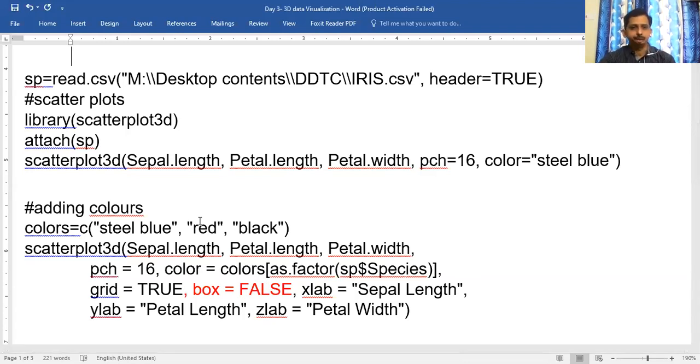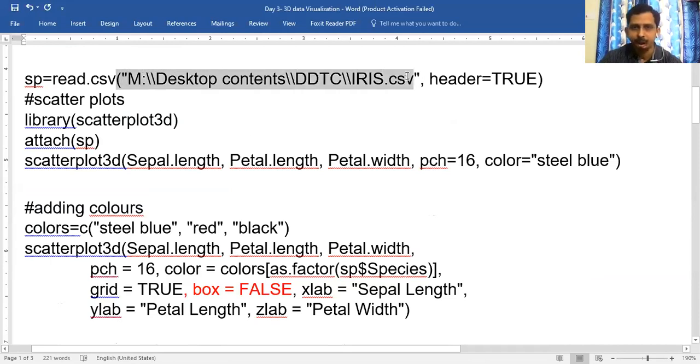We'll start with the iris data. This is where we are loading the data using the path where I have saved the data in CSV format. And I'm using a library. How to install a library? install.packages within double quotation marks "scatterplot3d", comma, dependencies equal to TRUE. TRUE should be in capital letters. Close the parenthesis.